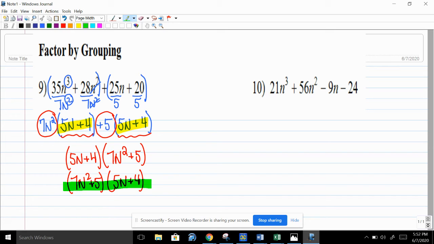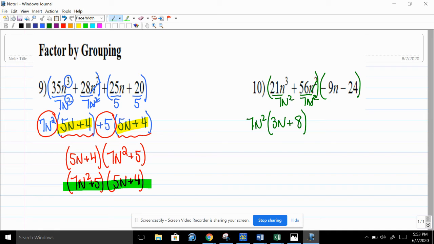Okay, in the second one, something a little different happens here, which is why I showed it to you, but most of it's the same. I got my groups, right? These two numbers, a 21 and a 56, are both evenly divisible by 7. I am also going to take out an n squared since that is the smaller exponent. Very similar to number 9, as you can see. So a 7n squared is what goes on the outside. 21 divided by 7 gives me a 3. Started with 3 n's, took away 2 of them, you're left with 1. Plus 56 divided by 7 is 8. The n squareds cancel out.